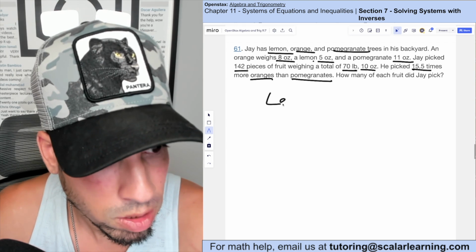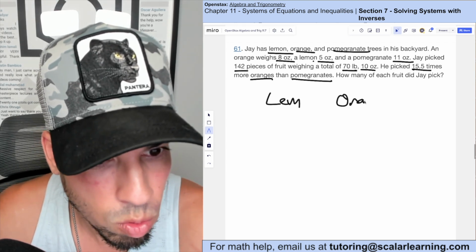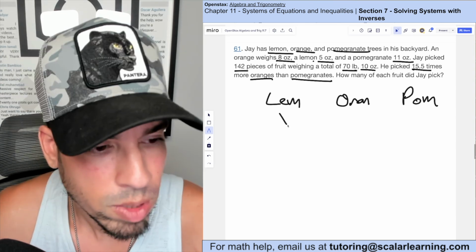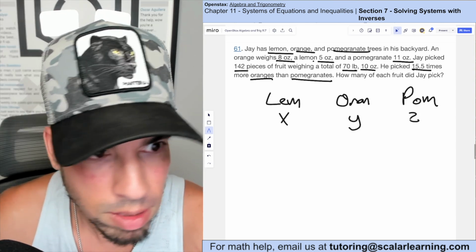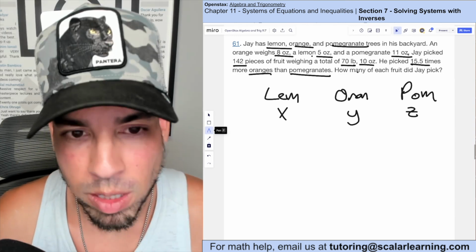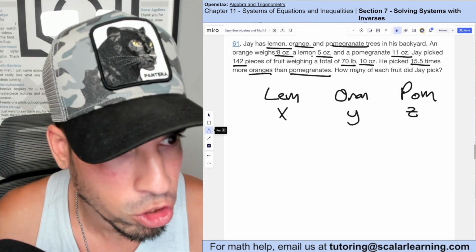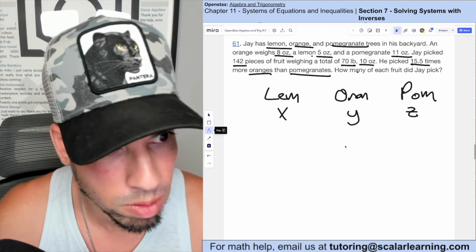Okay. So first, let's get nice variables. Lemons, oranges, and pomegranate. Pomegranate's my favorite fruit, or one of them. We got X, Y, and Z. Okay, so the first equation we can make is about the weight, right? And look at this little sneaky thing. It says orange first, but here it says lemon first. So just be careful of that.